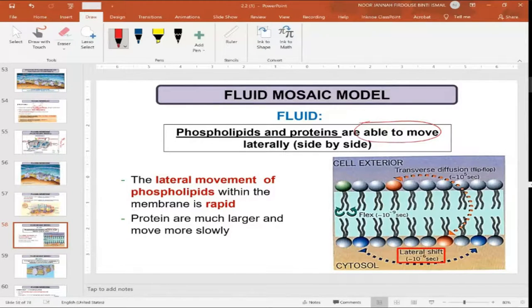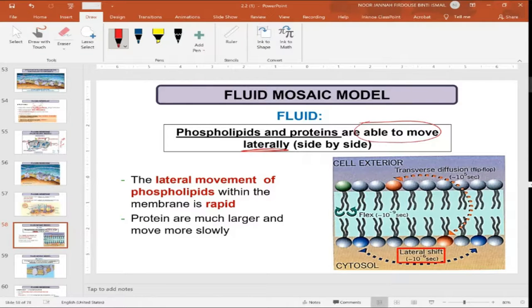Jadi yang ni kita kena mention phospholipids and protein, both. The phospholipid and the protein able to move laterally. Maksudnya kalau kita biasa march, orang kata apa? March bahasa Melayu apa? Berkawat. Semut berkawat satu-satu tu kan. Kalau berkawat tu bergerak ke depan. Sekarang ni bergerak pusing kanan. Okay, bergerak 3 langkah ke kanan. So lateral move lah tu. Tu maksud dia. Side by side. Jadi dia bergerak ke kanan. Bergerak ke kiri.